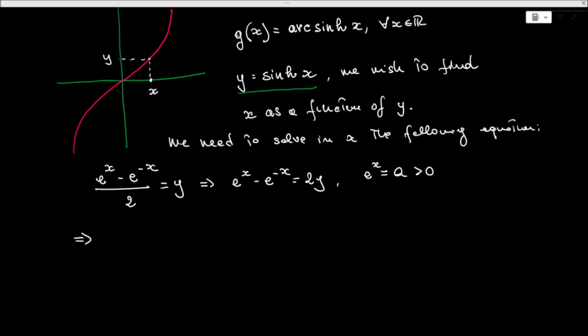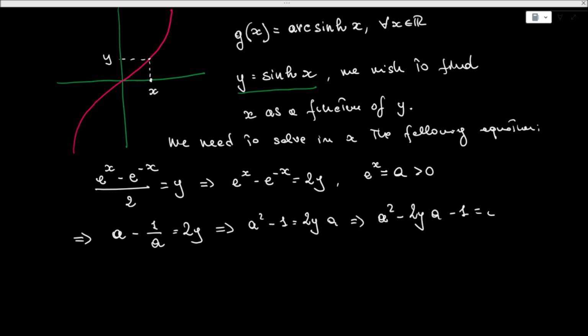rewrite the equation as a minus 1 over a equal to 2y, and multiply everything by a, we get a squared minus 1 equal to 2ya, or bringing everything to the left hand side, we get the second degree equation, a squared minus 2ya minus 1 equals 0.